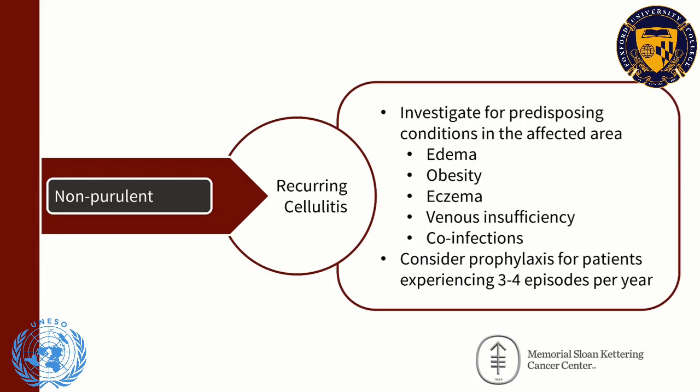Recurrent episodes of cellulitis should prompt investigation for predisposing conditions in the affected area, including edema, obesity, eczema, venous insufficiency, and other co-infections, for example, tinea pedis. Prophylaxis may be considered for patients experiencing 3 to 4 episodes per year despite mitigation efforts.